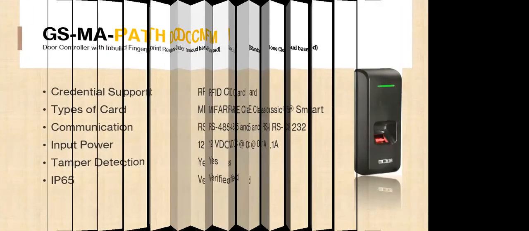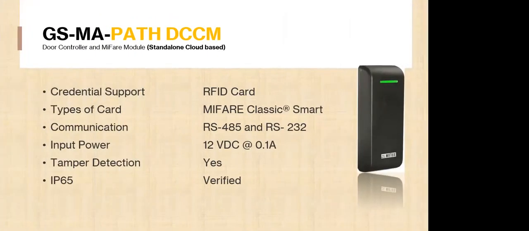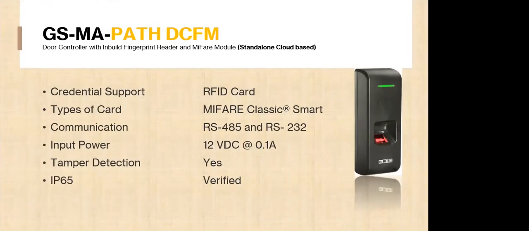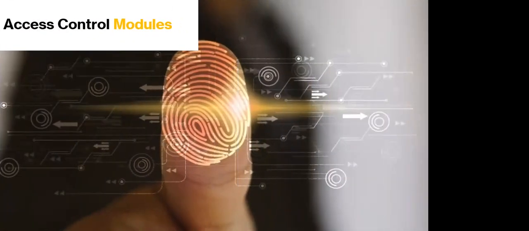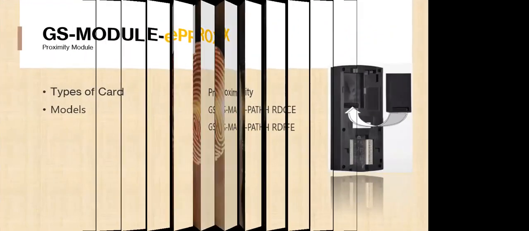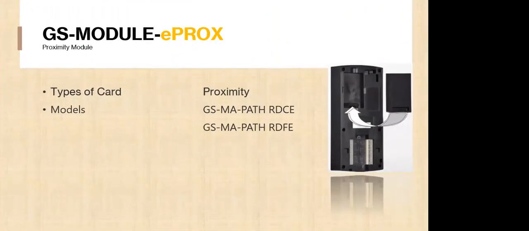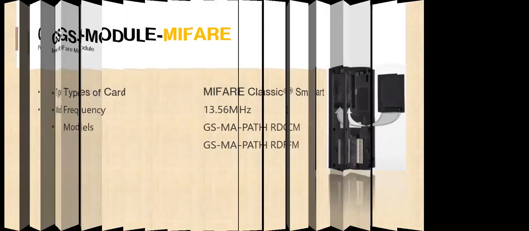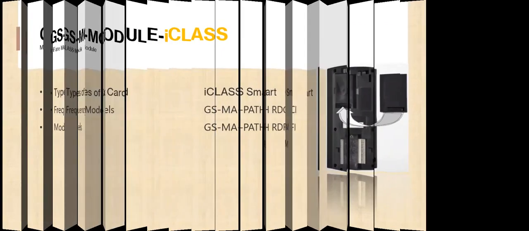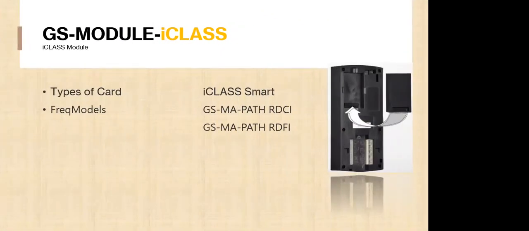And so the standalone reader, again, comes in the regular card type reader or the card and a fingerprint type reader. And there are also multiple modules for the access control, depending on what type of card you want to use. So we have a card for EM proximity, MiFare, and iClass smart card. And the module just simply goes into the back of the reader to allow this functionality.